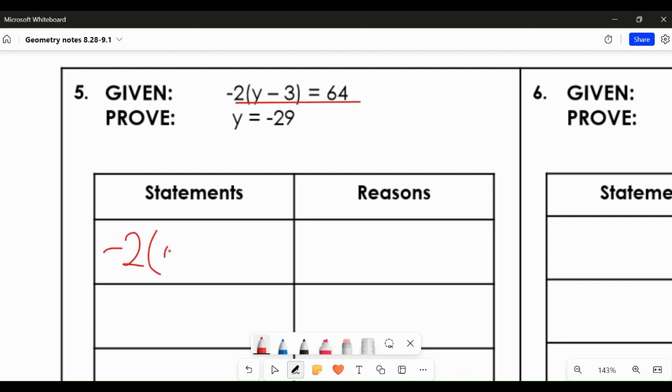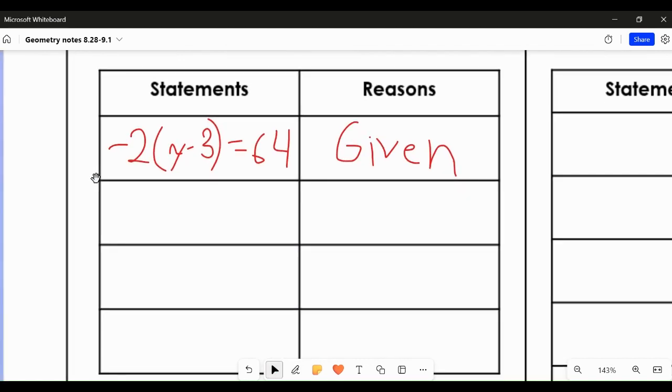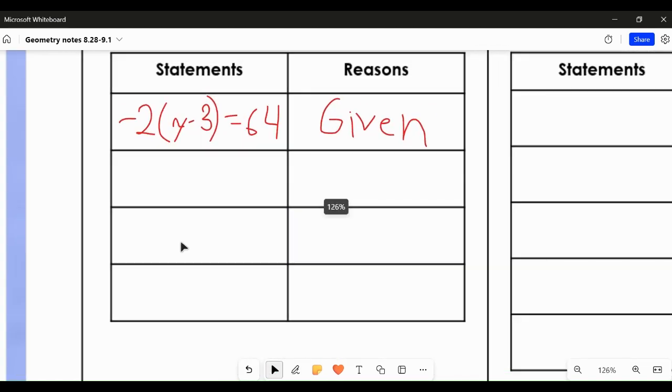-2 (y minus 3) equals 64. Now we know that this is given. This is our first bit of information. Now the thing we're trying to prove is that y equals -29. So we are given that information.